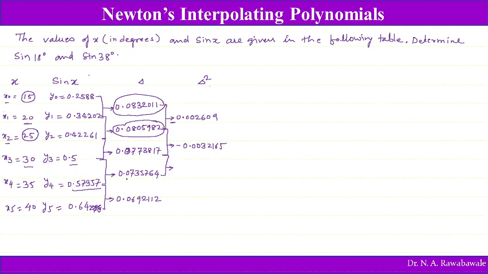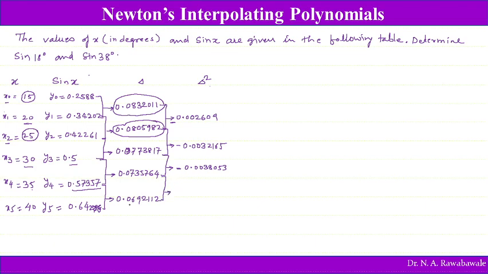And the divided difference of these two again: 0.0735764 minus 0.077. So this will be negative, divided by 35 minus 25, which is 10. So this is going to be minus 0.0038053.